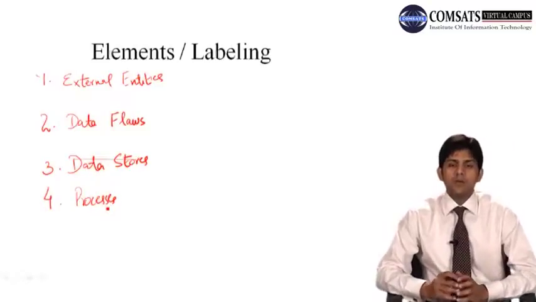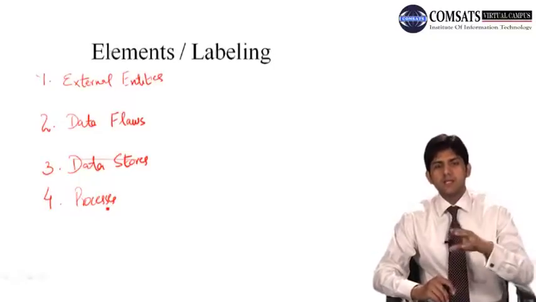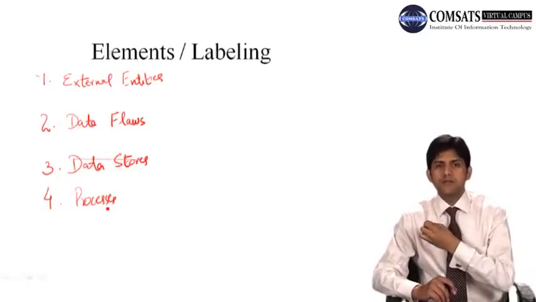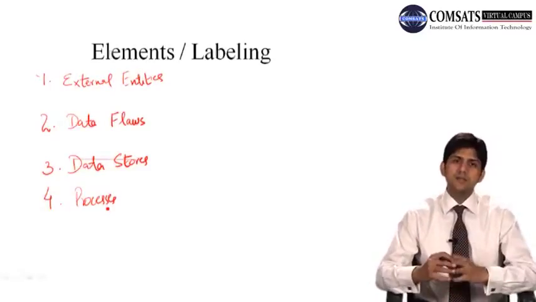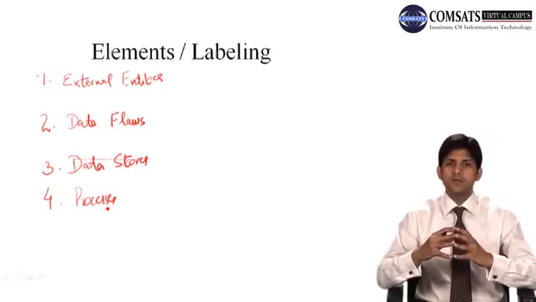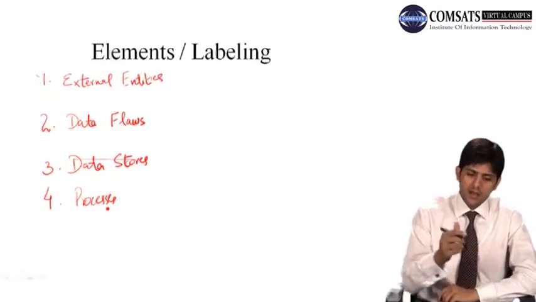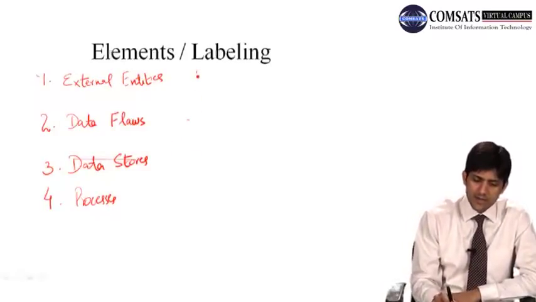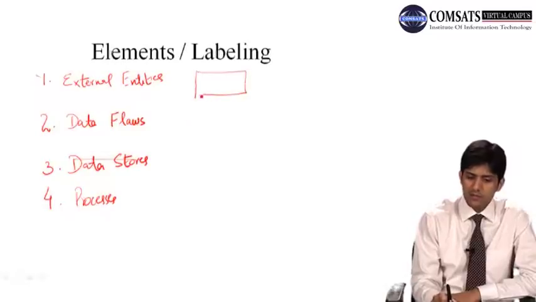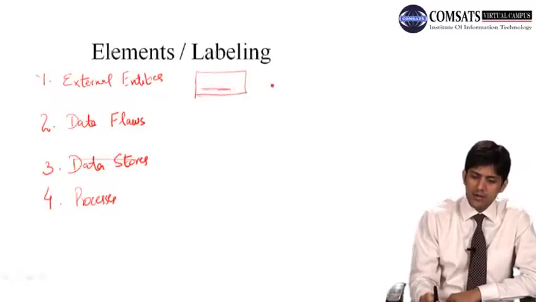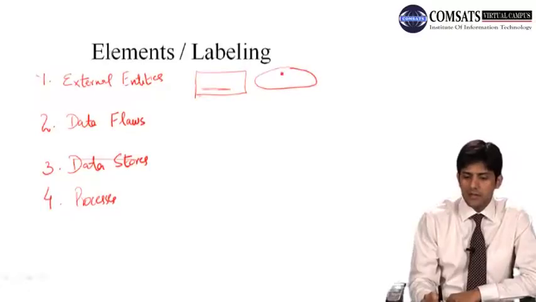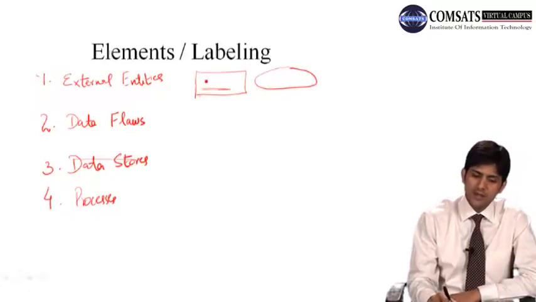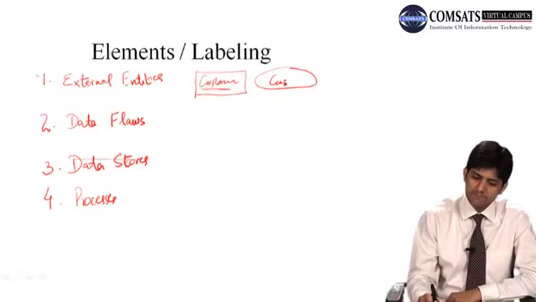So what do we mean by an external entity? It's anything that is sending some data into our system or receiving some information from our system. So anything that is outside the system and is sending or receiving data from the system is an external entity. And how do we represent an external entity? We said that either it's a rectangle with the name of the entity written inside, or it's an oval shape with the name of the entity written inside. For example, if the entity is a customer, then that's how it will look.